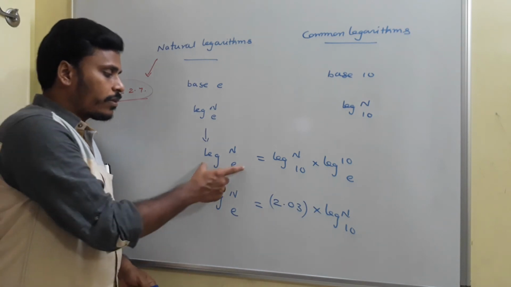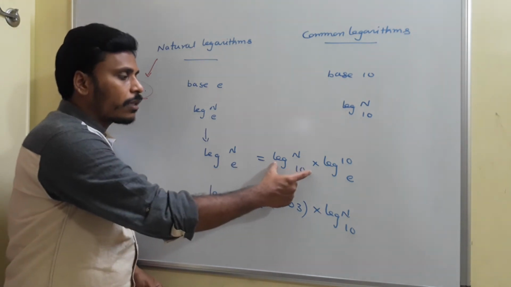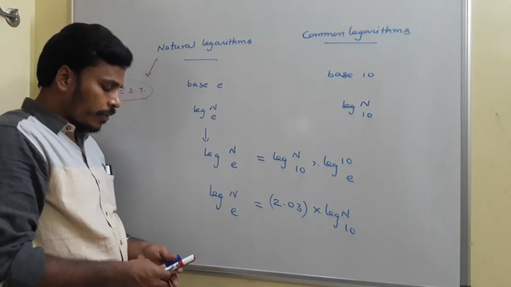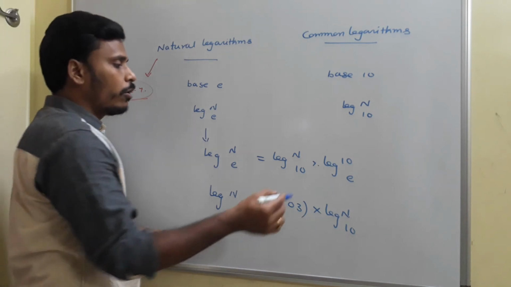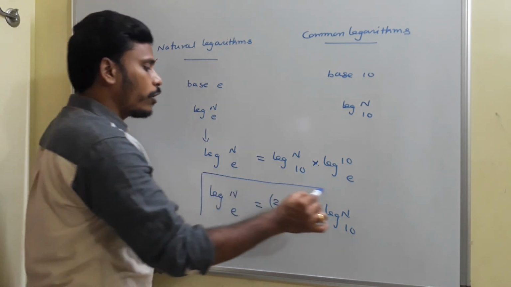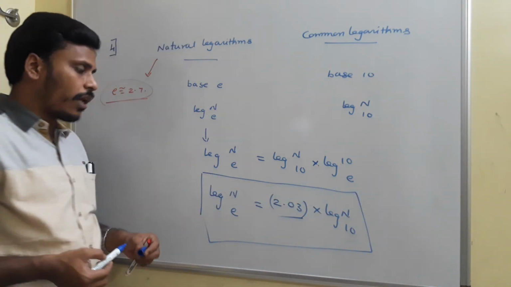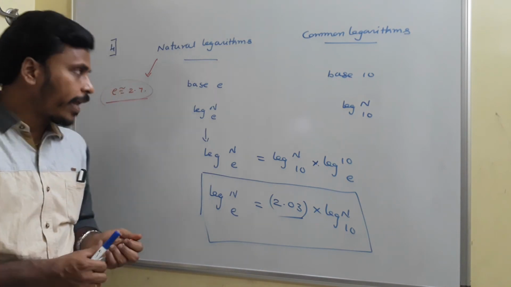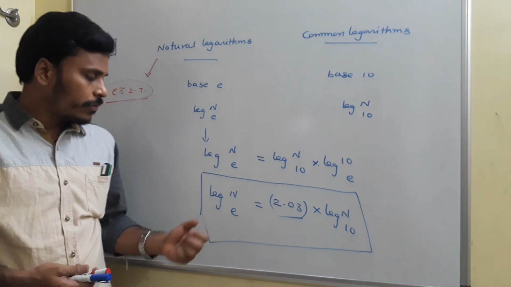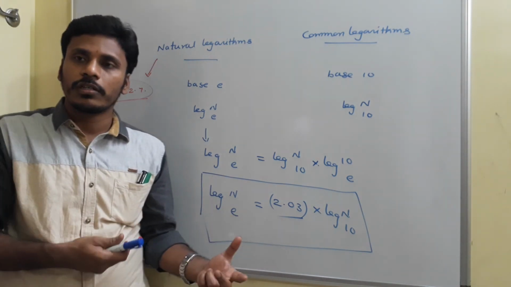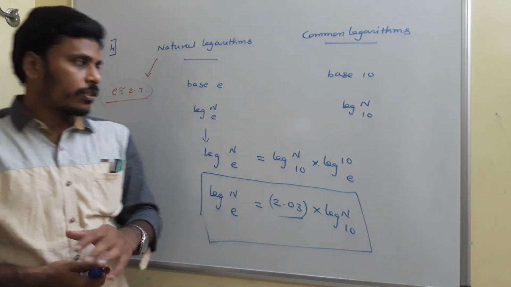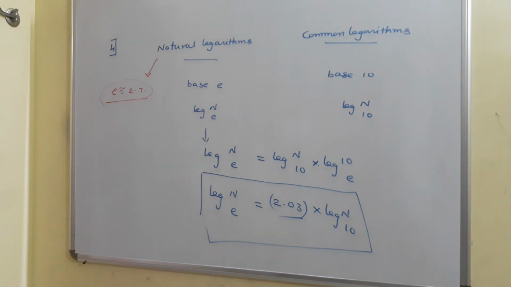Now in the next step, this is the logarithm of n to the base e, this is the logarithm of n to the base 10, and this is the logarithm of 10 to the base e. 10 is a number, e is also a number, and this value from the logarithmic table you get as approximately 2.303. So the logarithm of n to the base e is equal to 2.303 times the logarithm of n to the base 10. This relation helps to convert a logarithm from natural to common logarithms, and you will use this conversion in different situations in chemistry as well as in physics. This is related to the natural logarithms and the common logarithms.